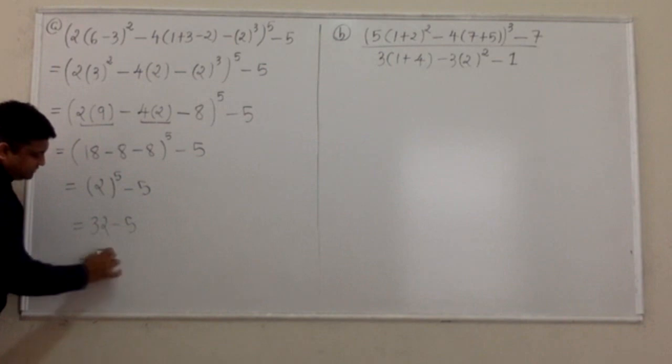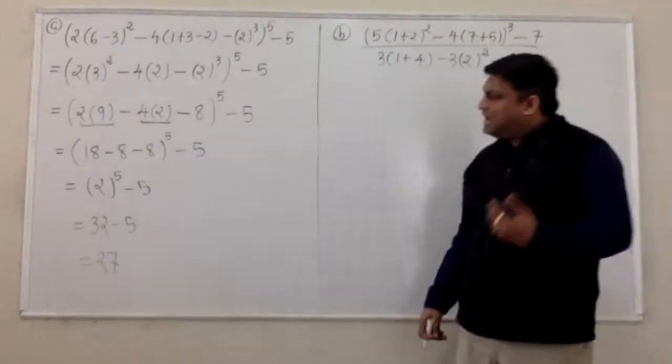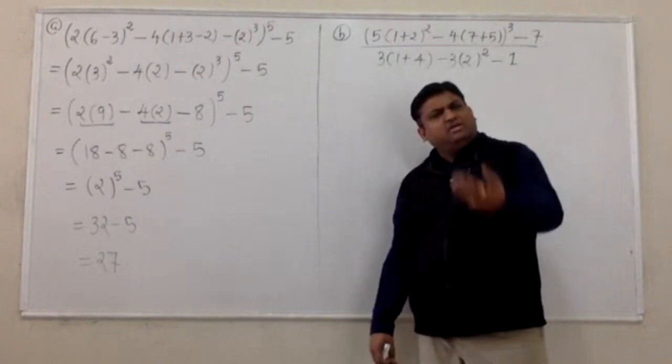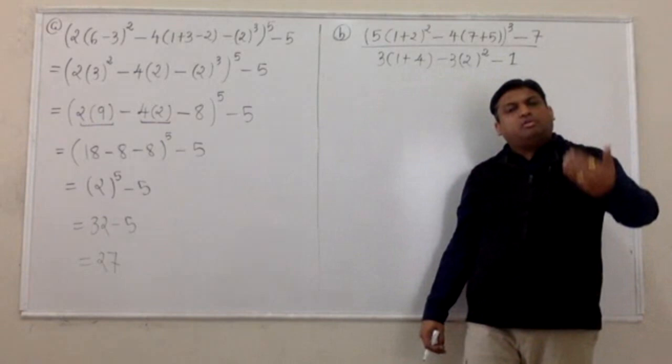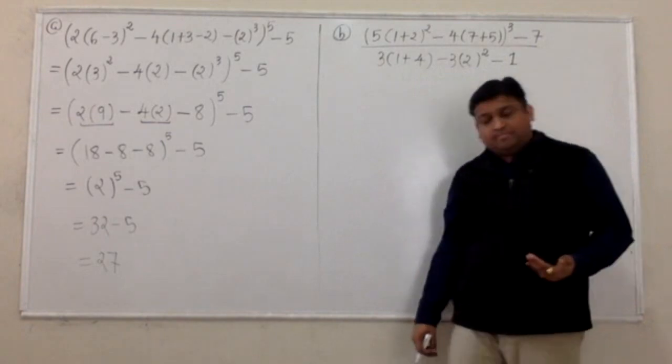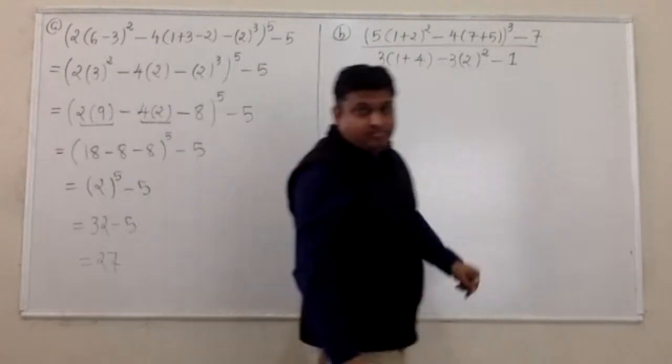32 minus 5 is 27. And that is really the end of the story. This is how we can simplify the expression using proper order of operations. All right, let's apply the same thing in here.